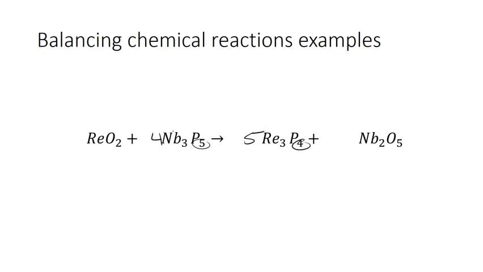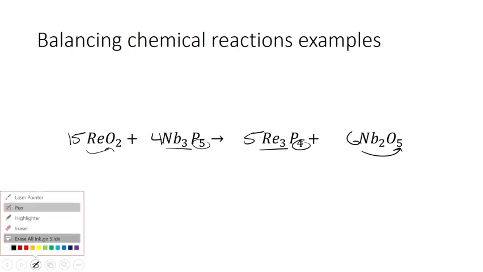Look at that. Now we can balance something else. Let's balance rhenium. So we've got 15 over here. We only have 1 over here, so we're going to need 15. Great. Now we'll balance niobium. We've got 12 on this side. We need 12 on this side. Now we're going to look at oxygen, and hopefully oxygen balances out. 15 times 2, 30. 6 times 5, 30. Look at that. We did a great job.